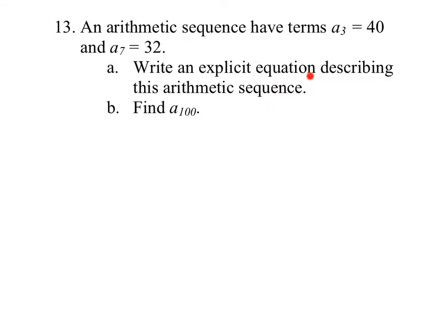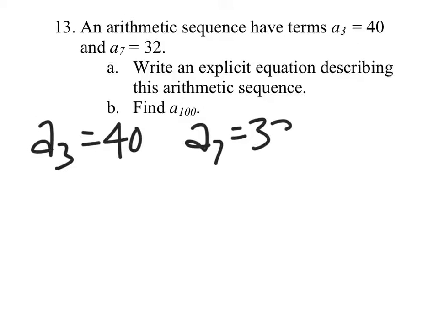So to write an explicit equation, we need two things. We need to know the difference, or the amount it increases or decreases by each term, and we need to know the first term. And what do we know? We know that a sub 3 equals 40, and we know that a sub 7 equals 32. So I'm going to rewrite that right now. A sub 3 equals 40, and a sub 7 equals 32. Great.